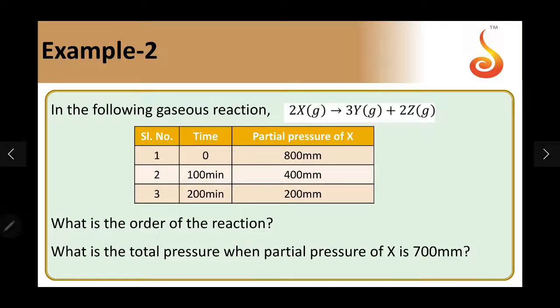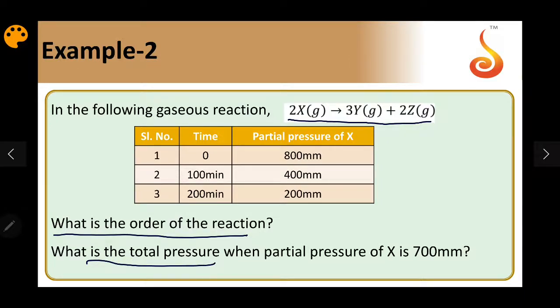The second problem, the following gaseous reaction is given. 2X gives rise to 3Y plus 2Z. So data is given here. What is the order of the reaction and what is the total pressure when the partial pressure of the compound X is 700 millimeters? Now we can see from the data, at time 0 it is 800, at time 100 it has become half, that is 400.